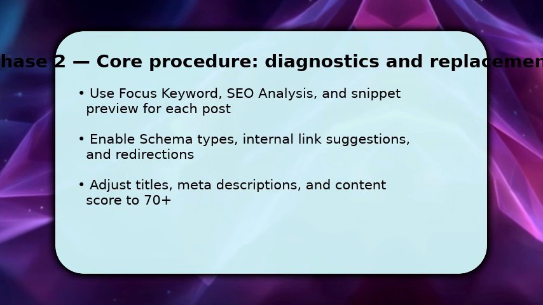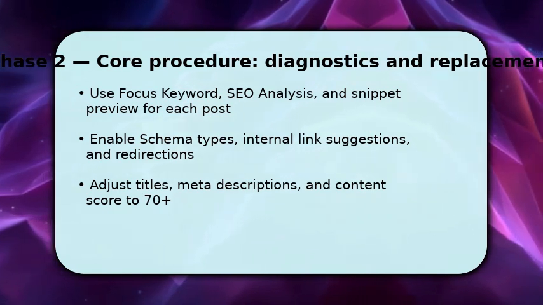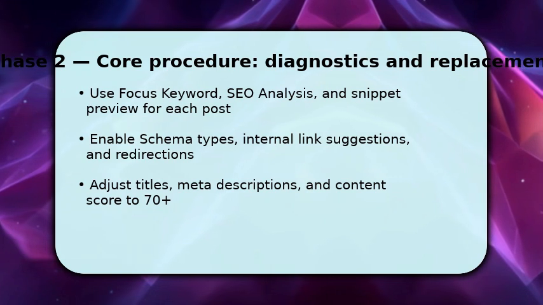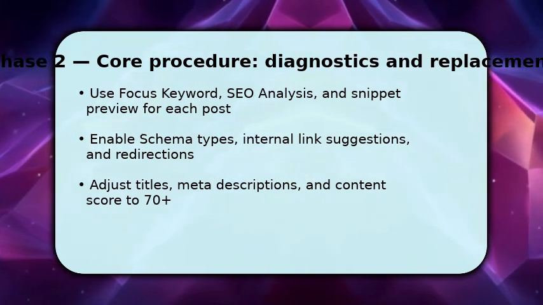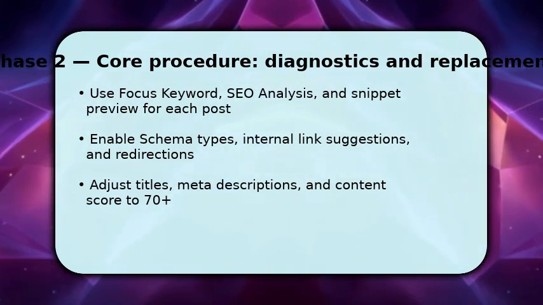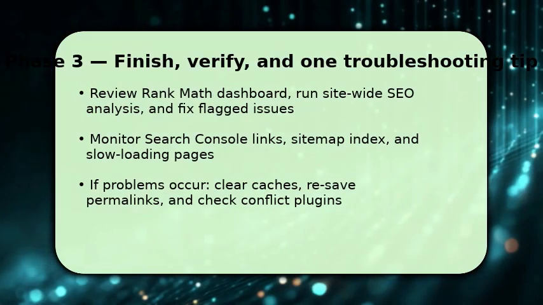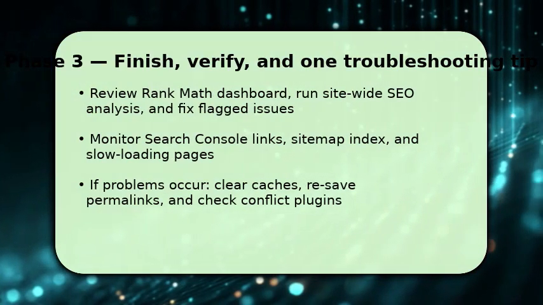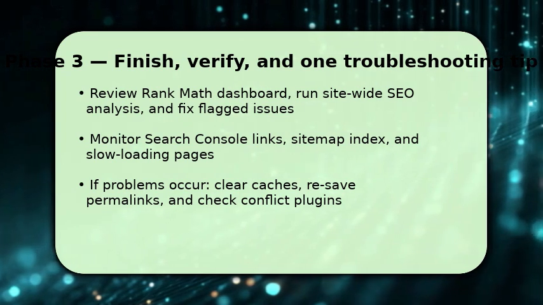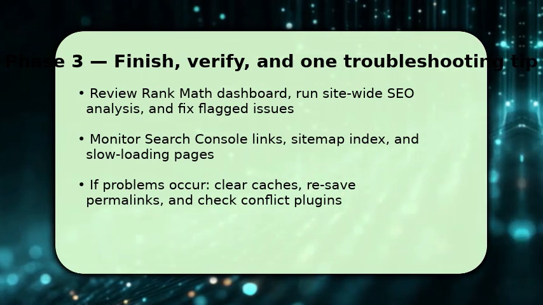Also turn on internal link suggestions and set redirects. When finished, run the Rank Math site-wide SEO analysis and address the critical issues it highlights. This wraps up optimization and ensures consistency. Make sure your sitemap is submitted to Google Search Console and monitor indexing and performance metrics.